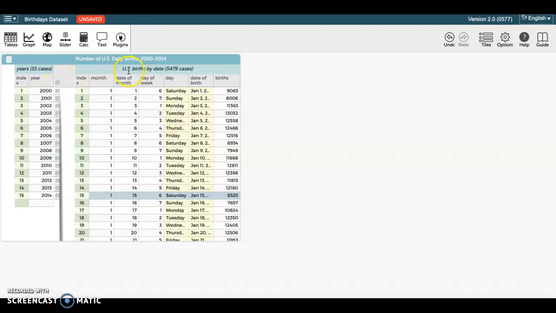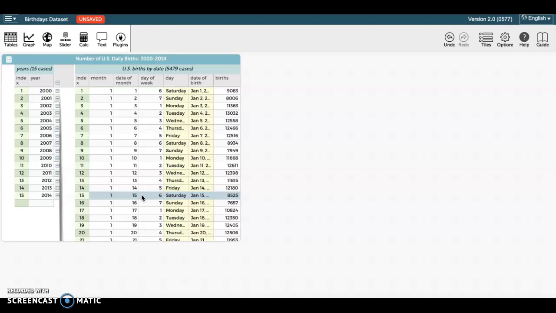So right here, this is our data plot. You can see the years going from 2000 to 2014, and this is all of our data plot. So we've got month, day of week, the day, date of birth, and then the births. So this is the data that we're going to be using to formulate our own understanding and answering some questions.